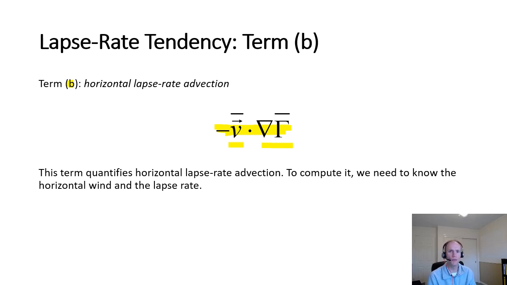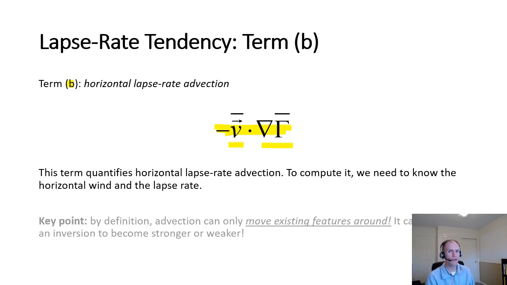And fortunately, we had analyses within our climatology a couple of videos ago that give us this particular information. But before we get there, there's one thing to keep in mind. By definition, advection can only move existing features around. You can't move something that's not already there.